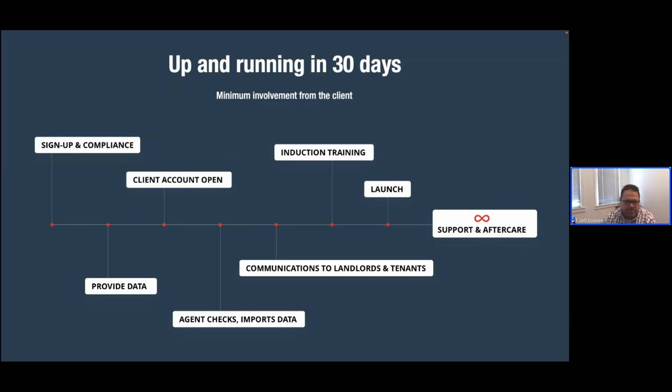And so in this process, we will get all the information. We upload all the information. We set up all of the initial data. We make sure that it's all in there and ready to go. We help with the communications to your landlords and your tenants. We do all the induction training for you and any of your staff. And then we're there on an ongoing basis behind the scenes to make sure that we're there for your support and aftercare all along the way.